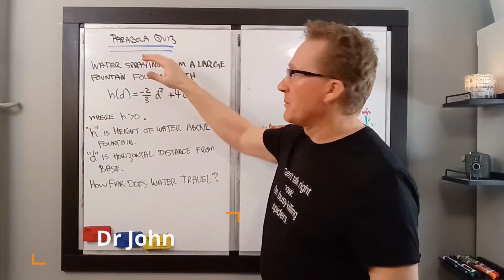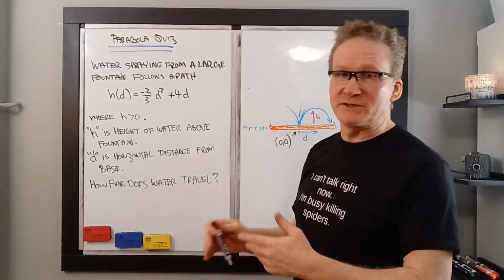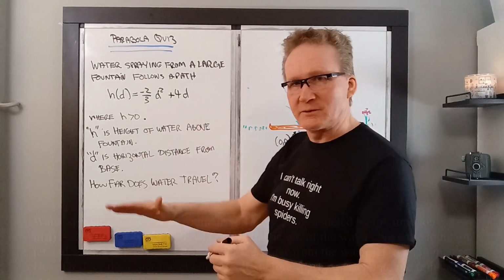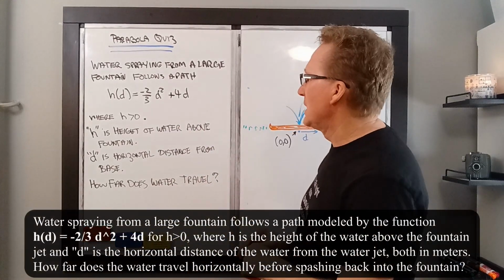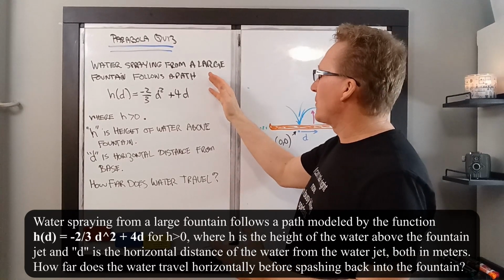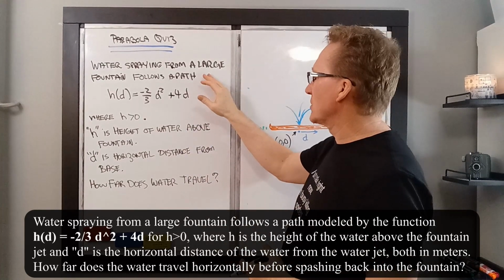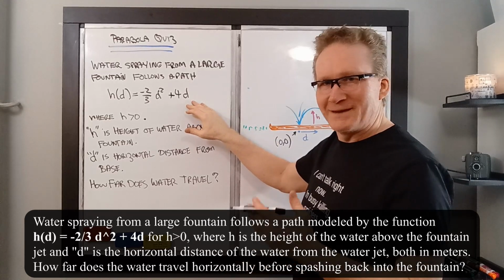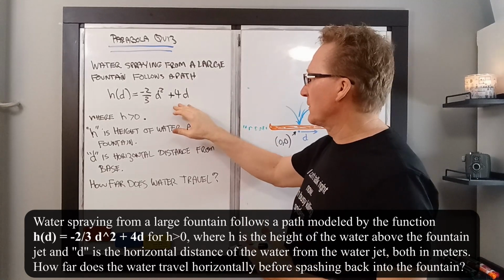We have another parabolic quiz or exam type of question. This is another word problem. I've written out the whole problem underneath, but I've just put a couple of details up here. There's a fountain spraying water from the center of a large fountain, and they've modeled the spray of the water to follow this path.